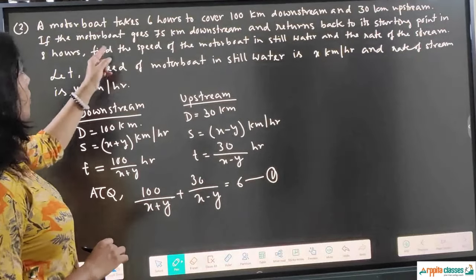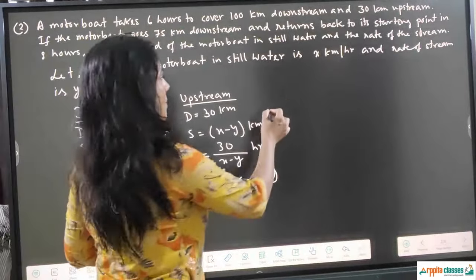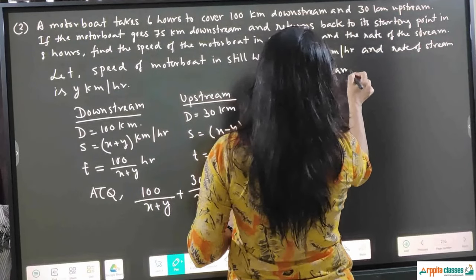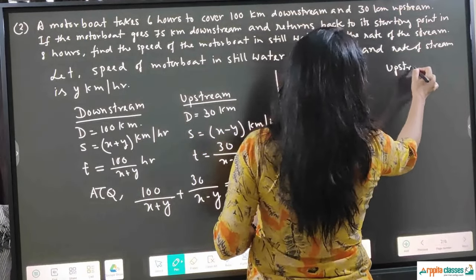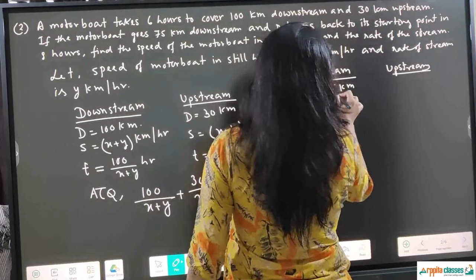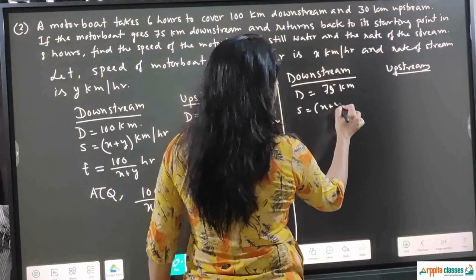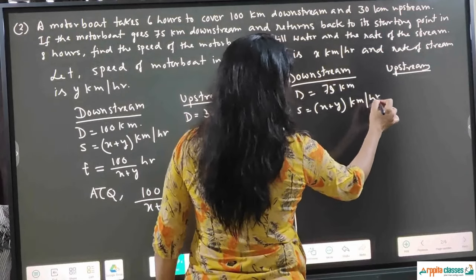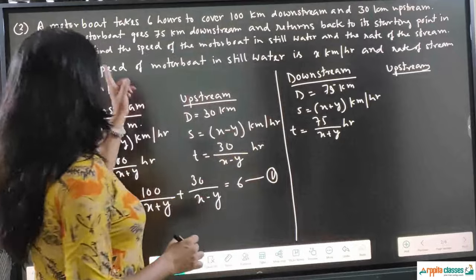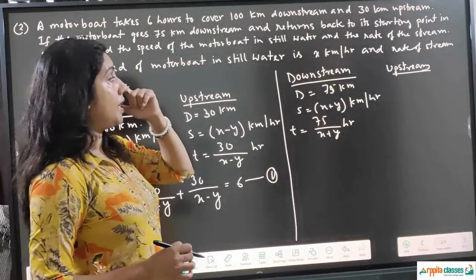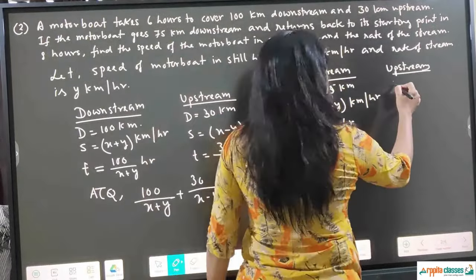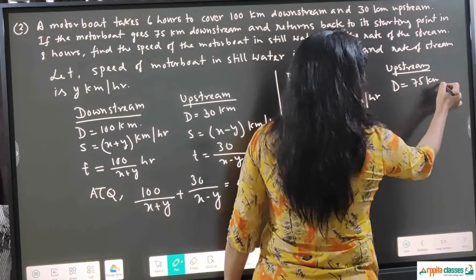Okay. Now see the second condition. If the motorboat goes 75 km downstream, I am writing it here. This is case 2 actually. I am again making a column for downstream and upstream. So this is your case 2. Distance is equal to 75 km. Again in downstream we know the speed will be x plus y km per hour, and therefore the time would be 75 upon x plus y hours. So if the motorboat goes 75 km downstream and returns back, the distance will remain the same. So here in upstream the distance is again 75 km.